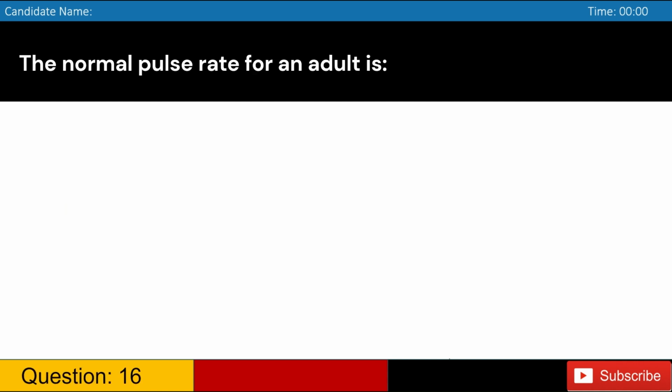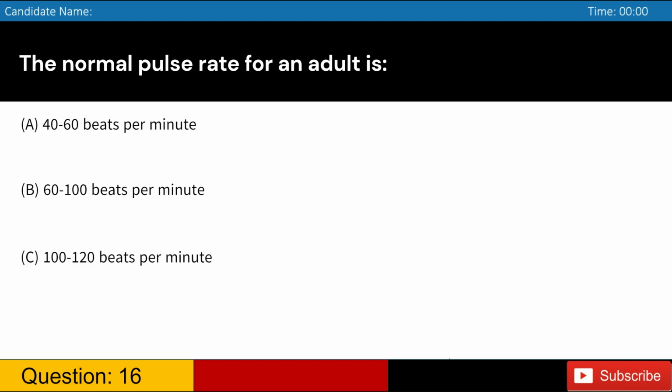The normal pulse rate for an adult is: A. 40 to 60 beats per minute. B. 60 to 100 beats per minute. C. 100 to 120 beats per minute. D. 120 to 140 beats per minute. Answer, B.